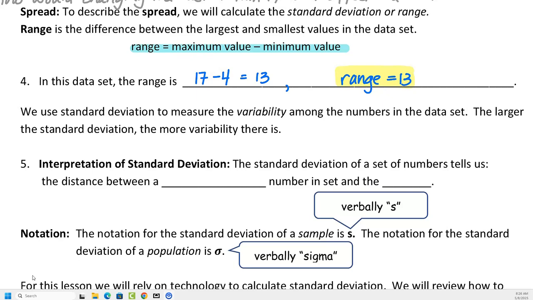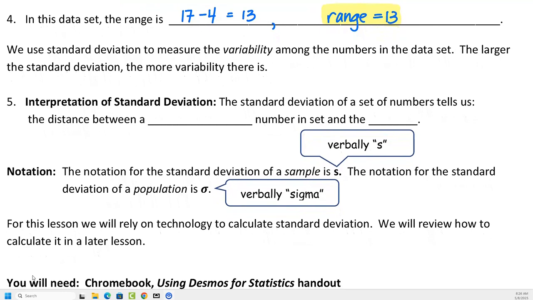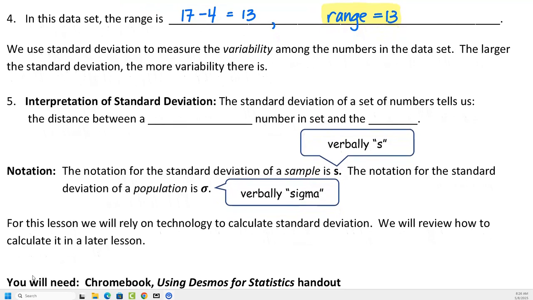Okay, that's just a very physical, tangible number, right? So we use standard deviation to measure the variability among the numbers in the data set. The larger the standard deviation, the more variability there is, right? So it just says how the data set relates one piece to another, okay? So it has to do generally with how far things are from the average.